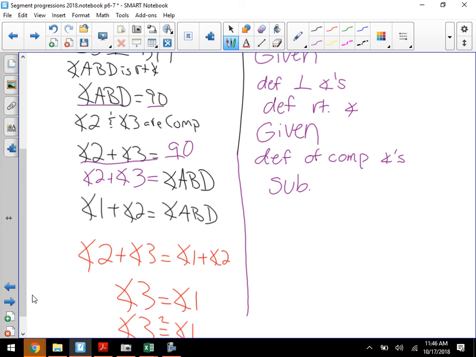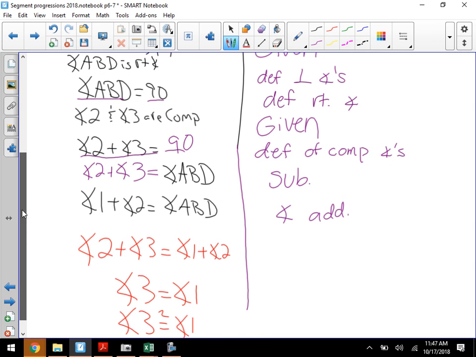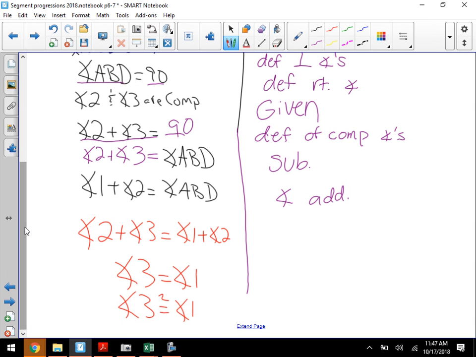But we haven't done anything with angle 1 yet. So if you haven't seen it yet above, then try going to the picture. So there we have angle addition. Now angle 2 plus angle 3 is equal to angle 1 plus angle 2.